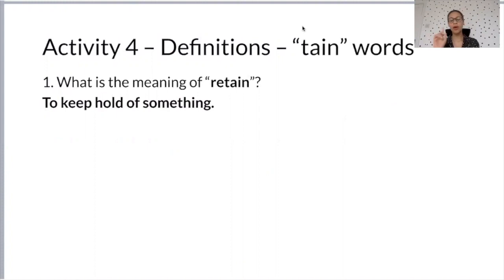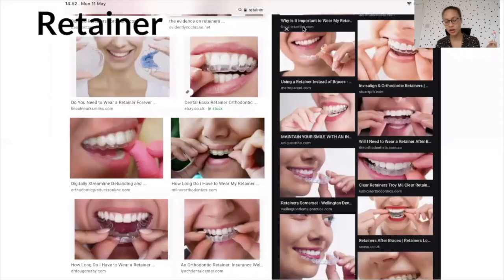Okay, by the way, has anyone ever heard of a retainer? Sometimes when people have had braces, they need a retainer. I have some pictures here. This is what comes up when you Google retainer. So what do you think a retainer does? If retain is to keep hold of something, yeah, it's to hold your teeth in place after you've had braces. So they keep it there. Just as you would keep something if you retain it, a retainer keeps your teeth in place. So that might be another way of helping you to remember it.